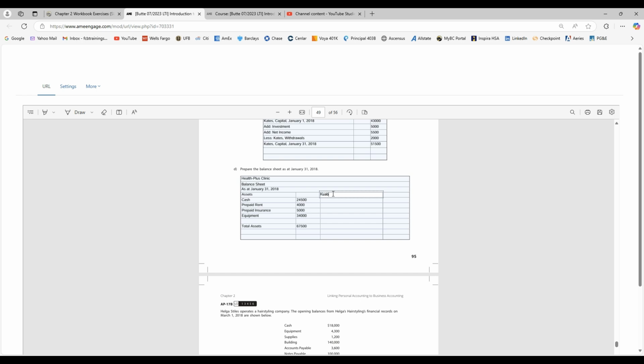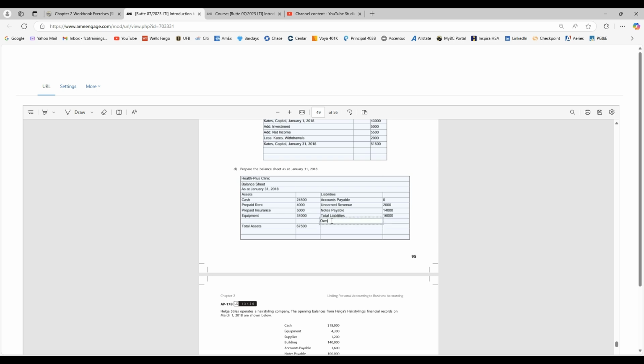And then on the other side, we have our liabilities and equity. So we have accounts payable, and we ended up with a zero balance in there. Unearned revenue liability of $2,000. We received cash that we had not yet earned yet. Notes payable, ending balance of $14,000. And then we get total liabilities, adding those together, of $16,000.